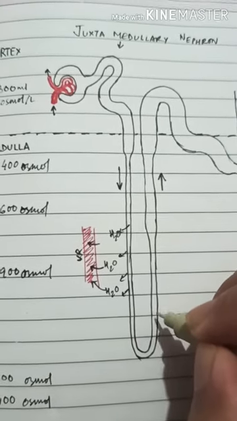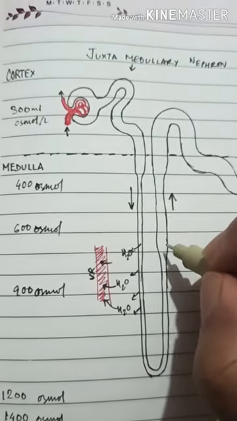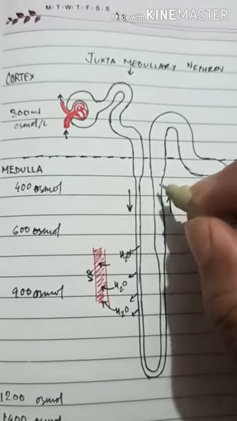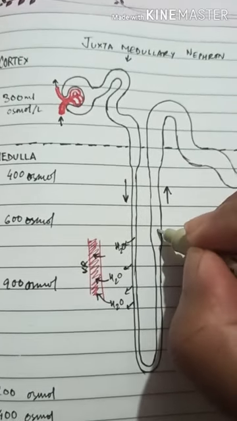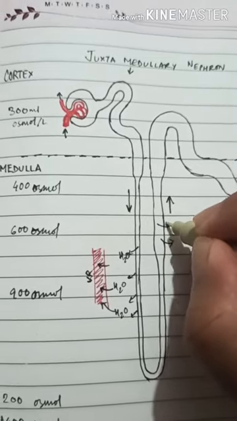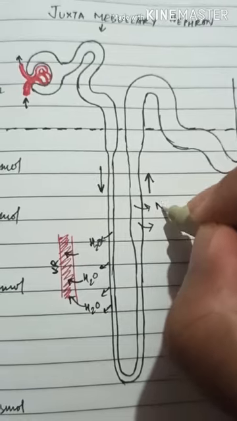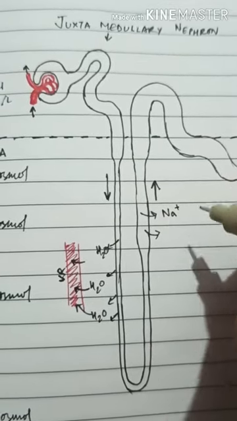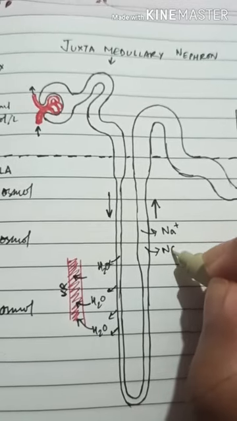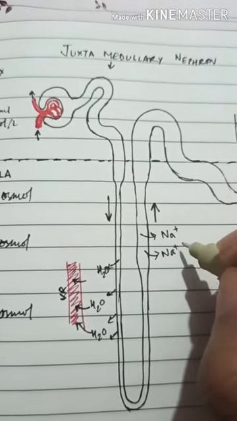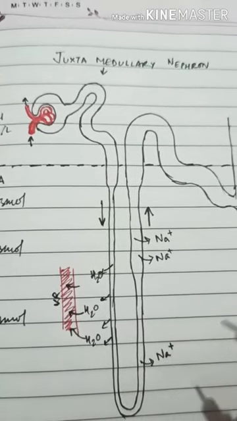Right there in the ascending loop, even if a little amount of water comes out, the major thing that is working there, especially around the thicker section of the ascending loop, is that via active transport, ions are able to come out, majorly the sodium ions. Okay, the sodium ion is able to come out right there from this place. This place also, the same thing happens.